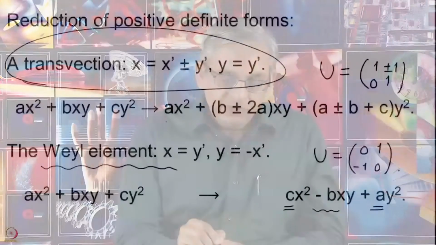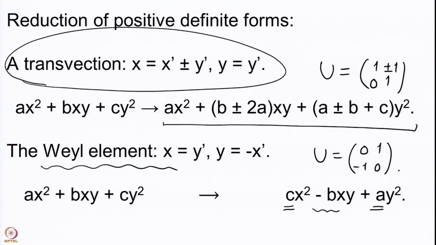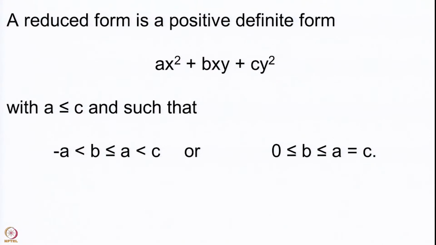The transformation given by the transvection has this description. Here what is important to note is that a remains as it is and b can be made smaller or bigger by multiples of 2a. This is the change that is happening for b, and there is some change which is happening for c, but that is something that we can take care of. Okay. So, once we are done with this, we now go to the definition of what is a reduced form.